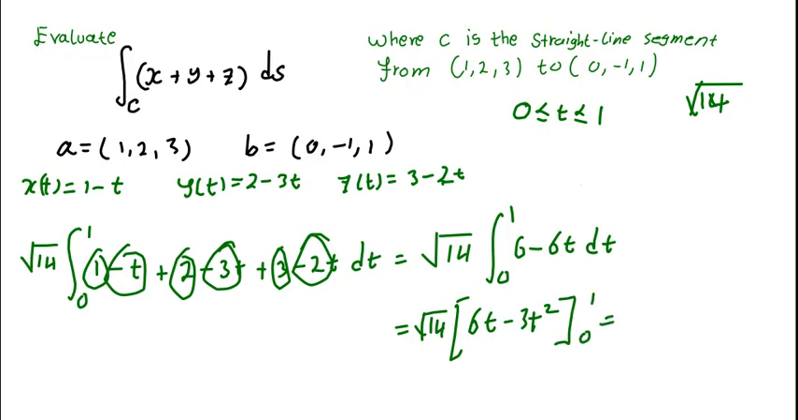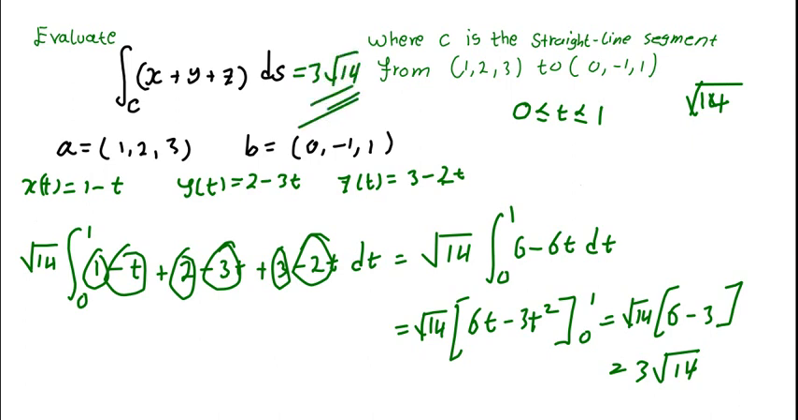So this will be equal to the square root of 14. Then just substitute the upper limit, the lower limit will give you a 0. So where there's t, you put 1, that would be 6 minus 3. So this will be equal to 6 minus 3, which is 3. So the answer is 3 root 14. So we found this to be 3 root of 14, and this is our solution.